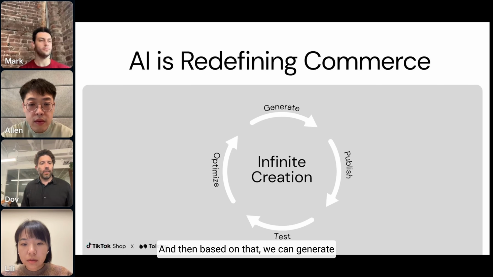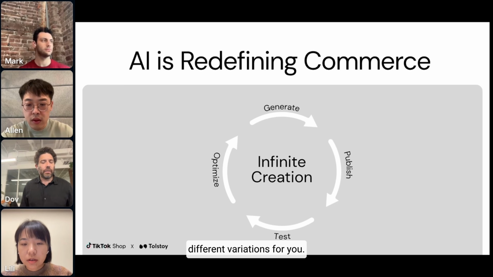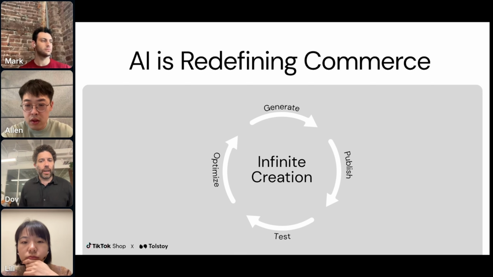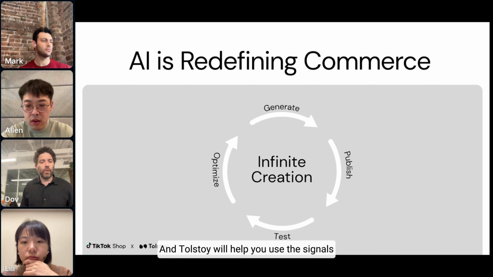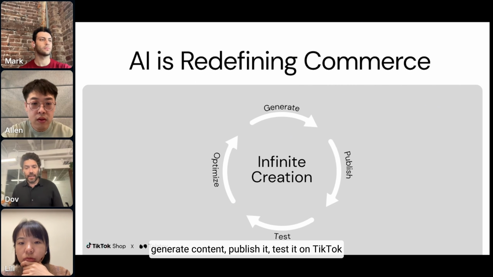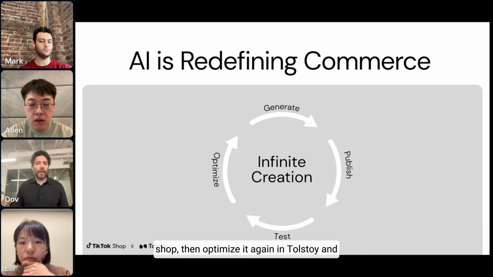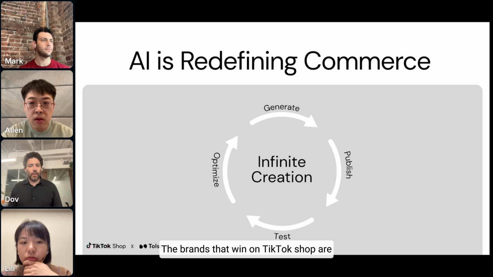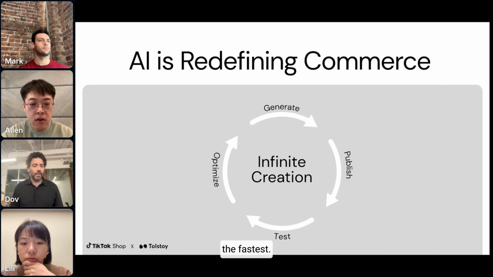And then based on that, we can generate different variations for you, and you can riff on what already works to try new things. And Tolstoy will help you use the signals that you get from TikTok Shop to optimize the next batch of videos automatically. So you get this flywheel where you can generate content, publish it, test it on TikTok Shop, then optimize it again in Tolstoy, and repeat. The brands that win on TikTok Shop are the ones that can basically run this loop the fastest.